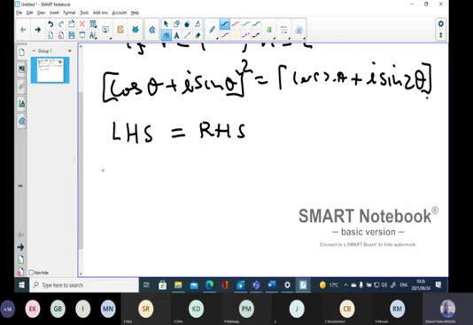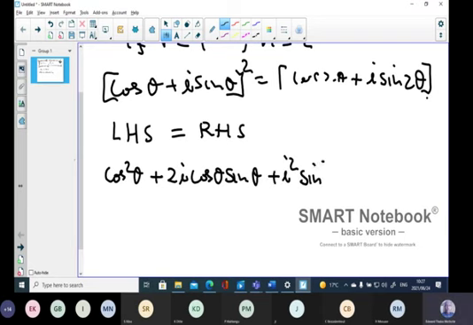Now on the left-hand side we have, let's just expand it normally. It's going to be cos squared theta plus 2i cos theta sine theta plus i squared sine squared theta. This will give you your LHS.